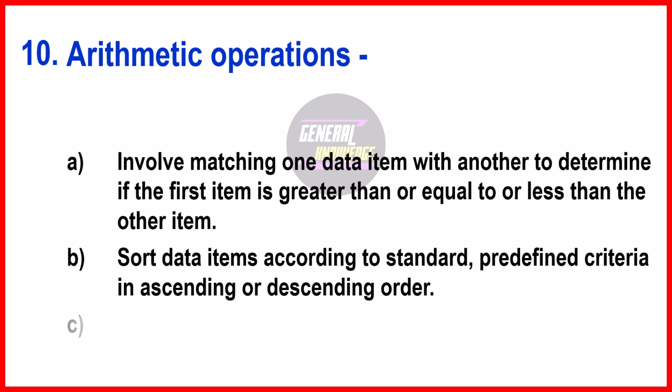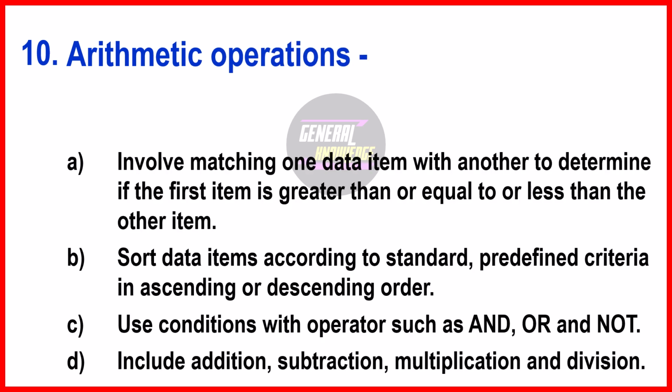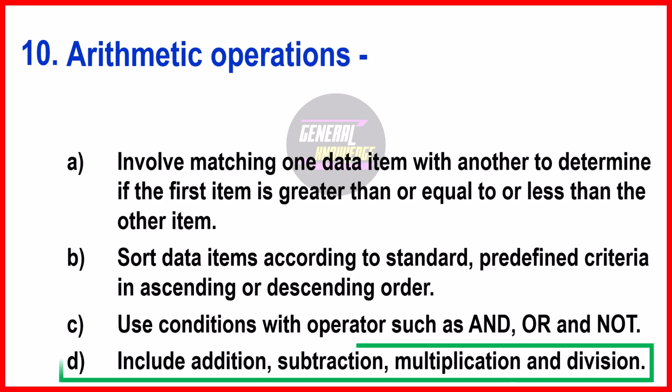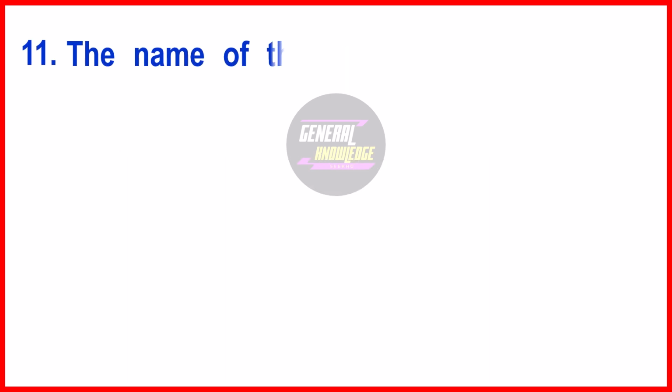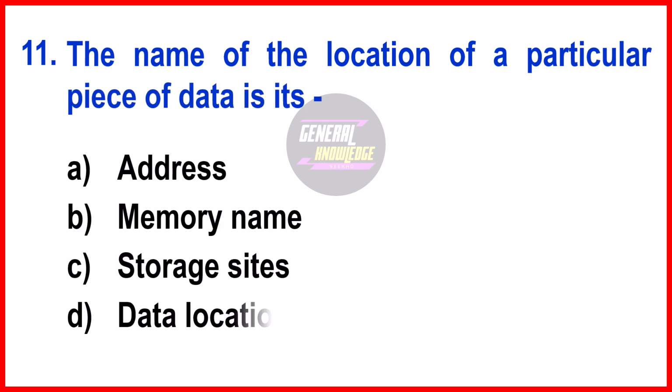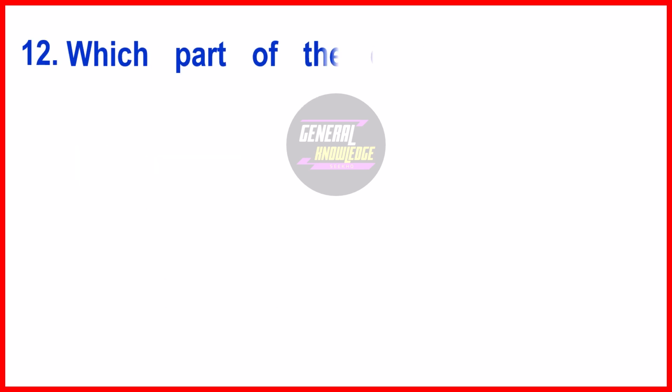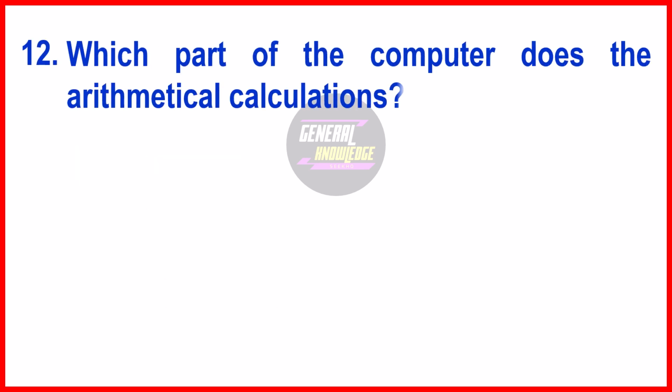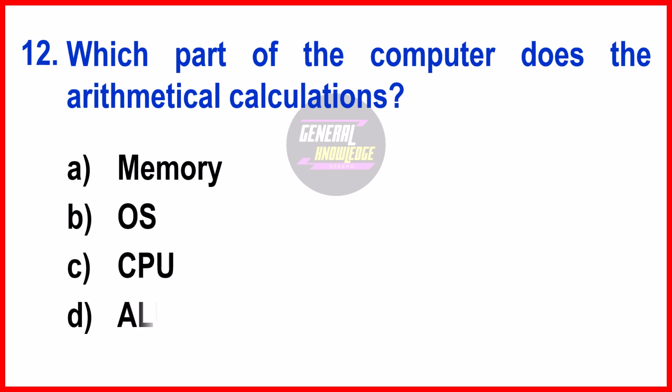Arithmetic operations. The right answer is option D, include addition, subtraction, multiplication and division. The name of the location of a particular piece of data is its. The right answer is option A, address. Which part of the computer does the arithmetical calculations? The right answer is option D, ALU.